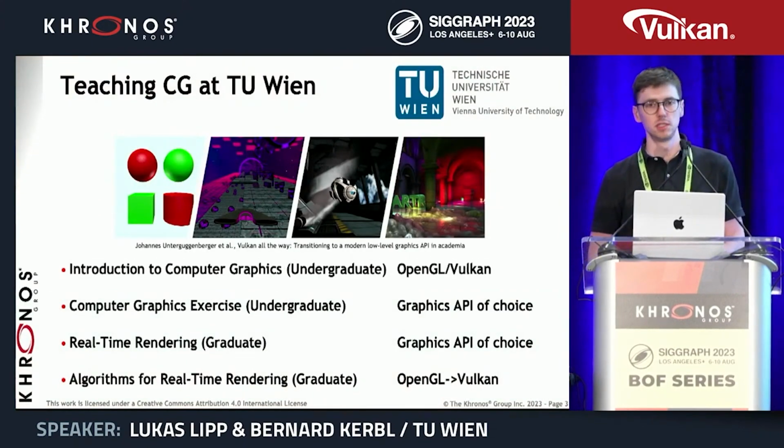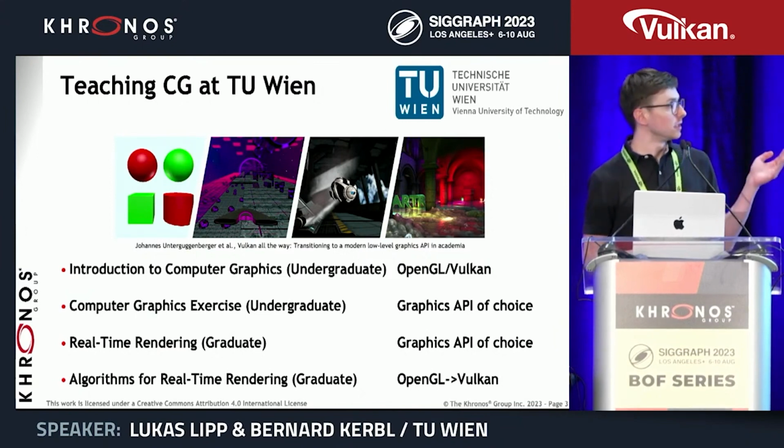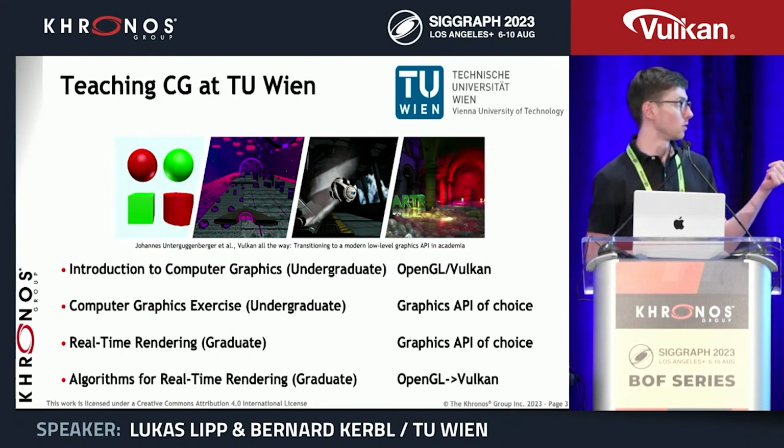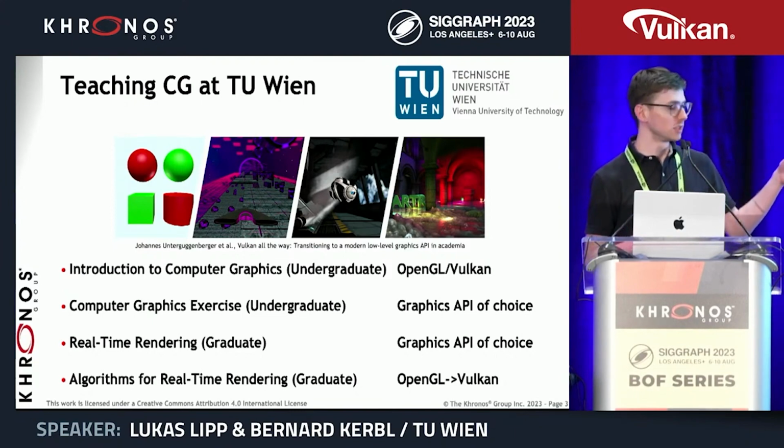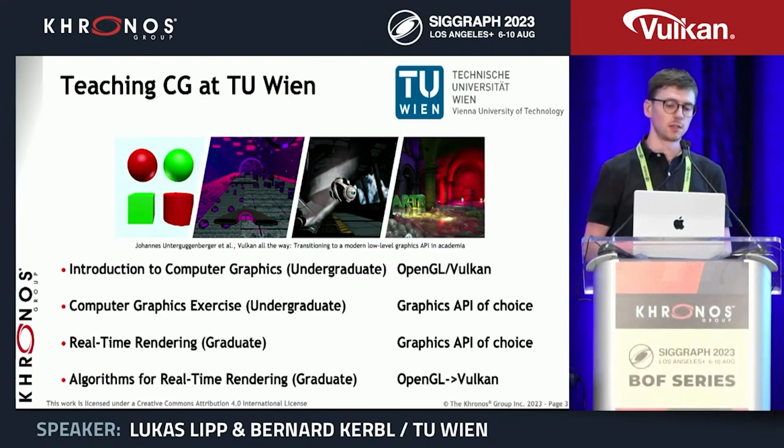So at our university, we teach 4 different computer graphics lectures. We have 2 undergraduate lectures and 2 graduate lectures. The order of the images is the same order as the courses are listed here, while the courses shown in the middle here let the student decide the graphics API that he wants to use by himself. The first and the last one here constrain this to, in the beginning, OpenGL, but now we also have this in Vulkan.